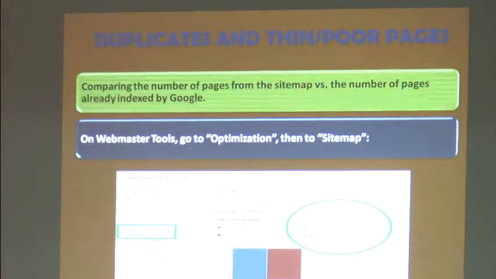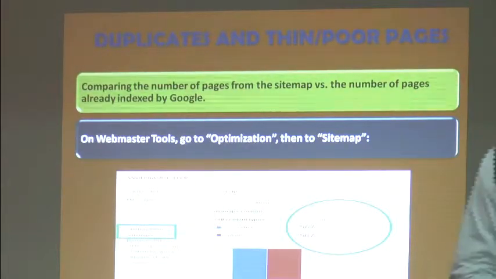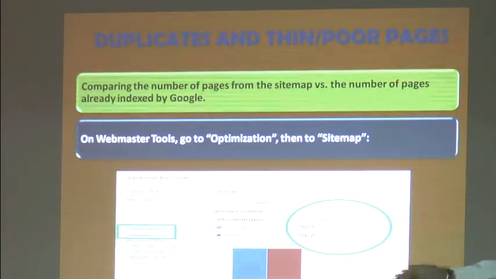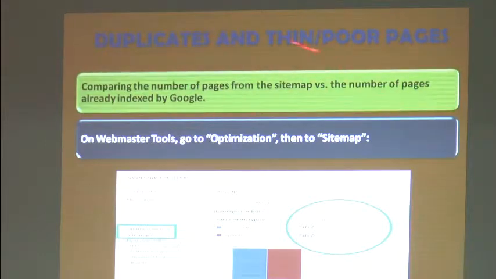Duplicates and thin poor pages. Next to it, what we are going to discuss is comparing the number of pages from the sitemap versus the number of pages already indexed in Google. How many pages you have linked on the sitemap and how many pages are listed by Google, that's also something you need to compare.